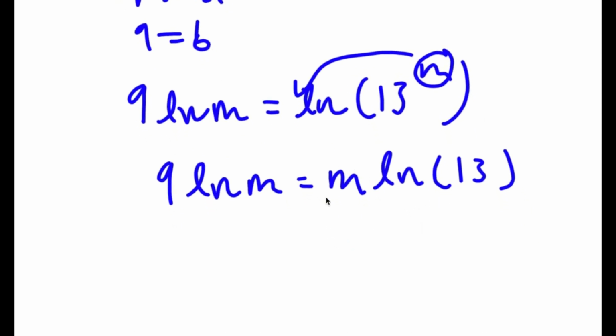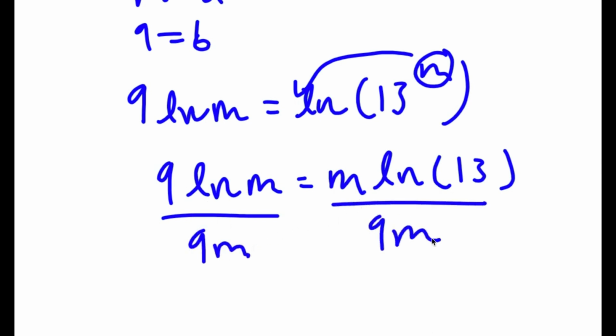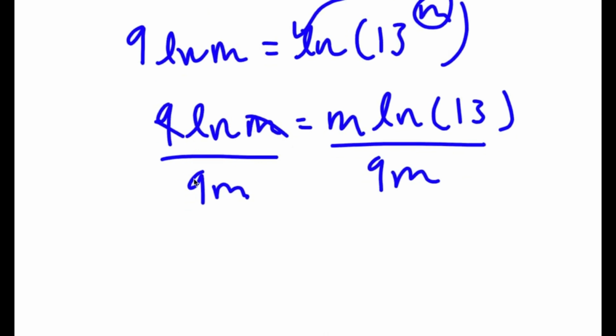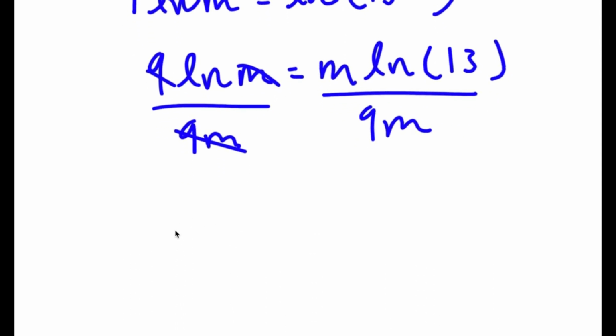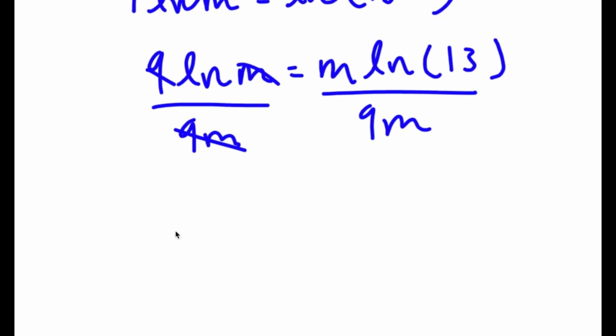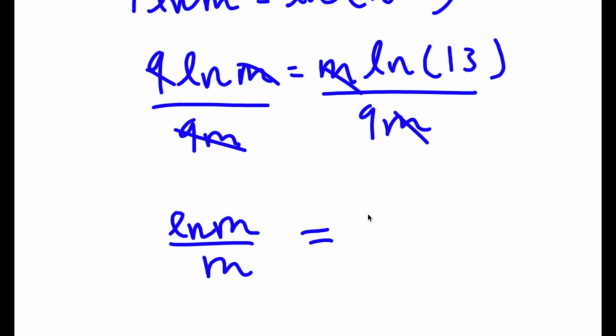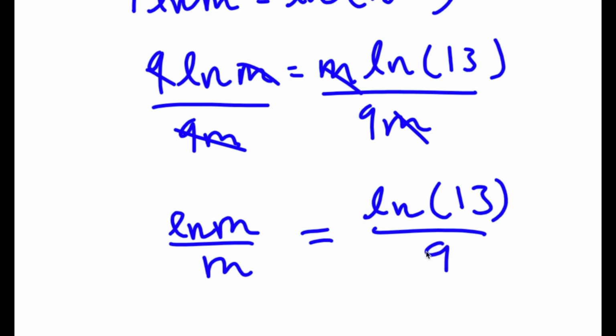Now what I'm going to do is I'm going to divide both sides by 9m. So then these two would cancel out, and I would be left with ln m over m is equal to, these two would cancel out, so ln 13 over 9.